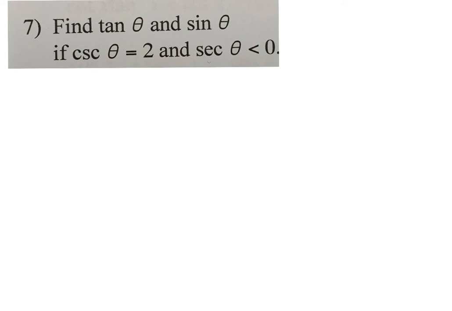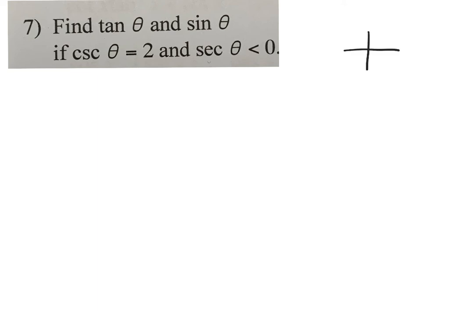All right, they want us to find the tangent and the sine if cosecant is 2 and secant is negative. So cosecant is positive and secant is negative. What does that tell us? What quadrant does that tell us we're in?